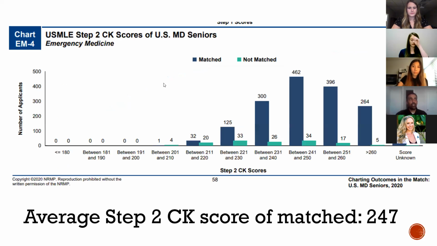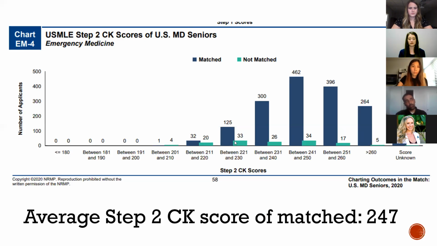Step 2 CK. As Step 1 phases out, this will probably get a little bit more important. And here are the scores and what the average score is. For an EM applicant, the average score is about 247, which is pretty high. Over here, you can see your odds of matching based on your step score. And nationwide, the average for Step 1 versus Step 2, there's a 10-point discrepancy where Step 1s are usually 10 points lower than your Step 2. So just keep that in mind as you compare the two.